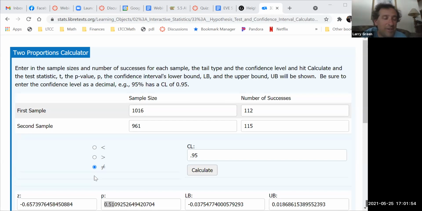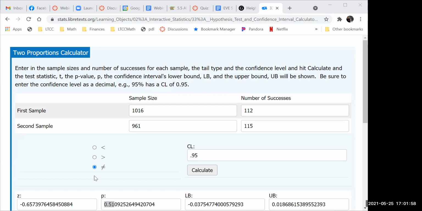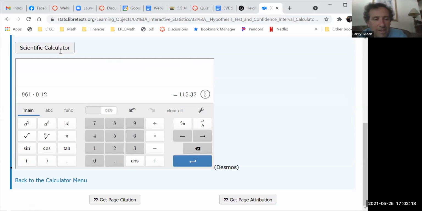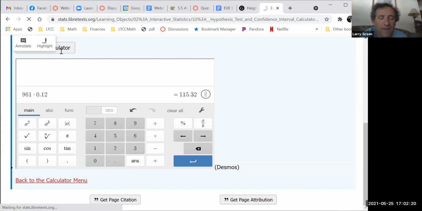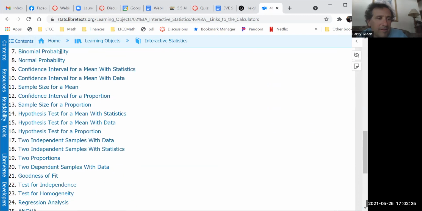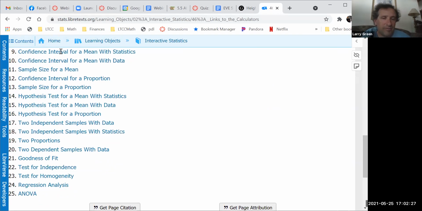Our H naught is mu W equals mu M. Means, not proportions. So this is a no because we're looking at means. We're not looking at proportions. Does that make sense? It's very important to get those two straight. If you're talking about means, don't go to proportions. If you're talking about proportions, don't go to means. They never mix. So we need to go back to our calculator menu and find the right calculator, and what calculator we're going to use.